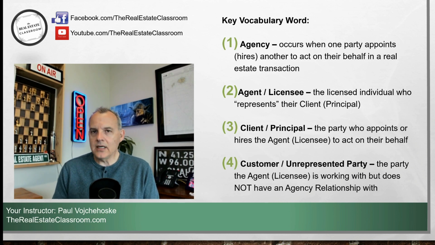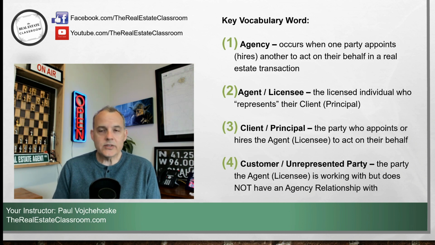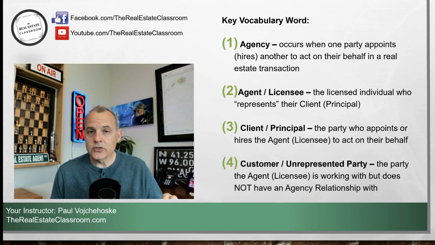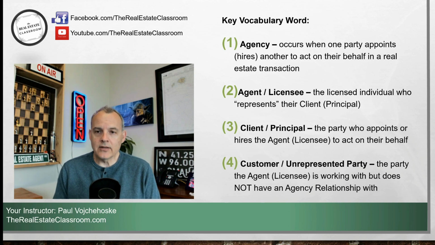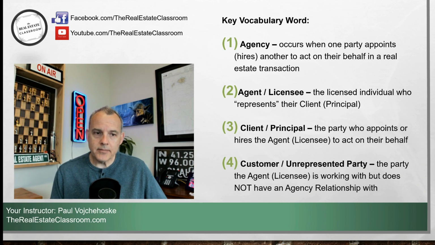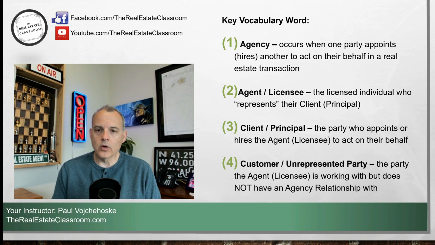Agent or licensee. Those two terms are used interchangeably. In fact, I've seen those two terms used interchangeably in the same real estate exam question. On my broker's exam, the question used the term agent, but the potential answers used the term licensee. They mean the same thing. This is the licensed person, the person that holds a real estate license, whether it's salesperson or broker, it doesn't matter. And again, they represent their client. And when you represent a client, that means there's an agency relationship. That means those fiduciary duties are what the agent or licensee owes their client or principal.